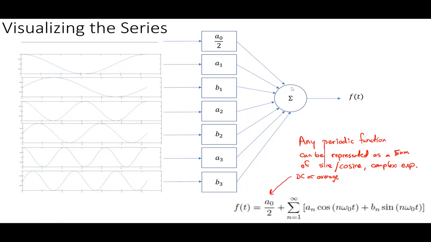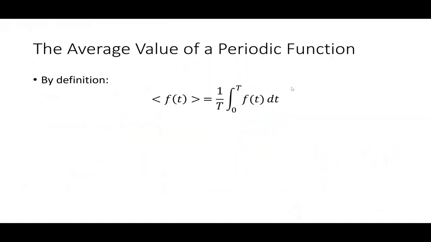Let's make sure we understand exactly what it means to be an average. By definition, the average value of a periodic function is this: it's the area under the curve over a period times 1 over T. That makes some sense. Basically, you're summing up all the values and dividing by the amount of time.